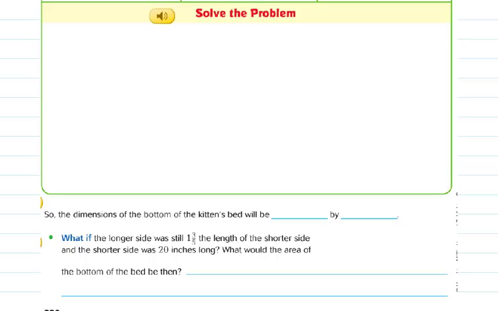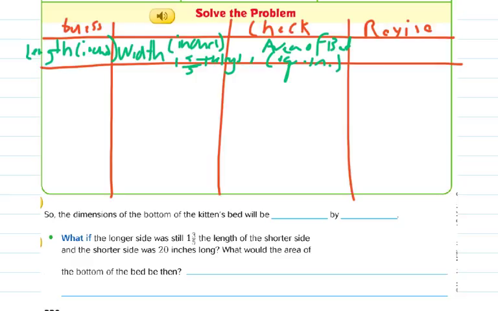Solve the problem. So now we're going to solve the problem, and what we're going to actually do, boys and girls, is we're going to create a chart. What you see we created here, boys and girls, is a graphic organizer. We have our guess, we have our width, we have our check, and our revise. So our length will be in inches for our guess, our width will be in inches, and it will be 1 3/5 the length. We have our check, which is the area of the bed in square inches, and then our revise.